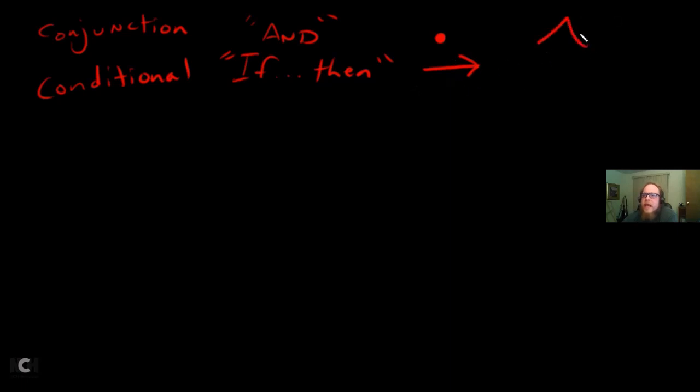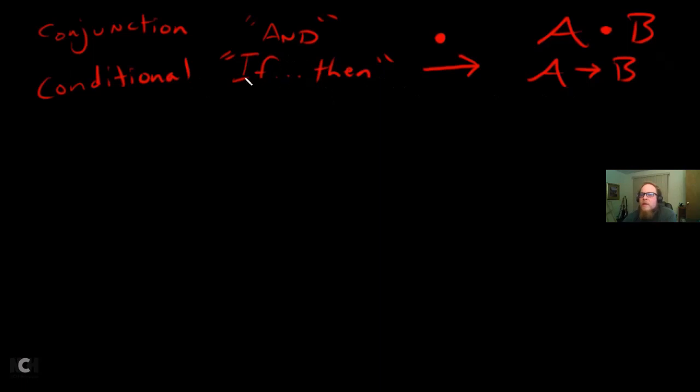So just like A dot B would mean A and B, A arrow B, whatever is on the left side follows the if, and whatever is on the right side follows the then. So what I just wrote here means if A, then B.